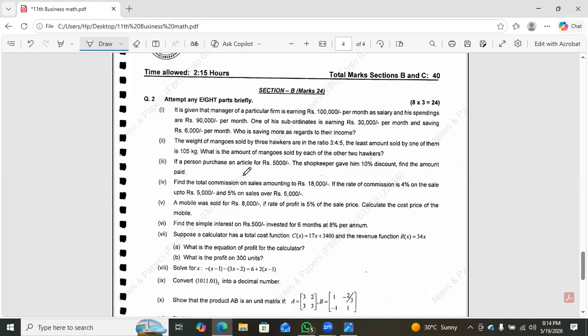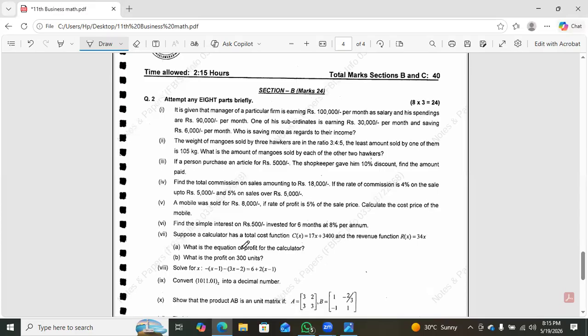If a person purchased an article for rupees 5,000, the shopkeeper gave him 10% discount. Find the amount paid. Find the total commission on sales amounting to rupees 18,000 if the rate of commission is 4% on the sale up to 5,000 and 5% on sales over rupees 5,000. A mobile was sold for rupees 8,000. If the profit is 5% of the sale price, calculate the cost price of the mobile. What is the simple interest on rupees 500 invested for 6 months at 8% per annum?